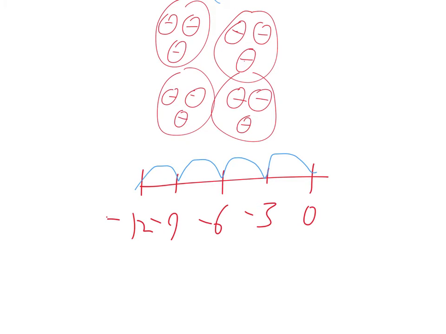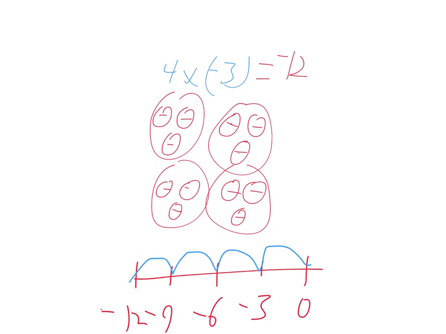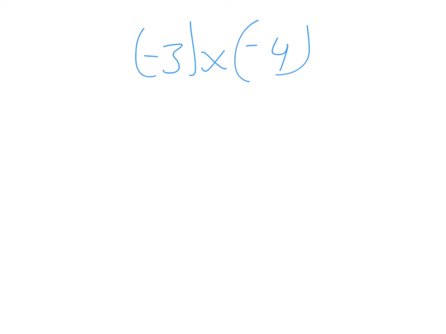I end at -12. So either way, whether you're thinking of it as repeated addition or as combining equal groups, you still get -12 in the problem 4 times -3. So when we were dealing with one positive and one negative number, the answer both times came out negative, because it's always going to do that. When you have one positive and one negative, your answer will be negative.